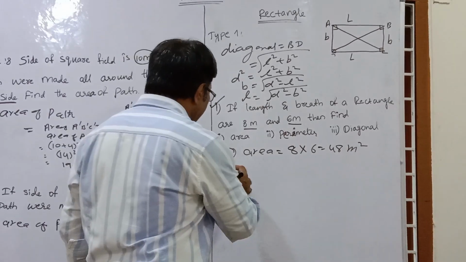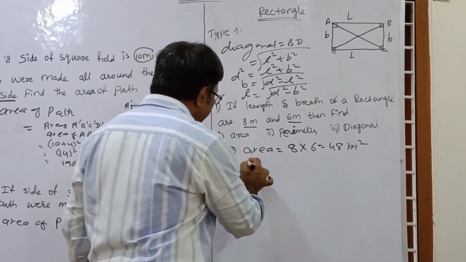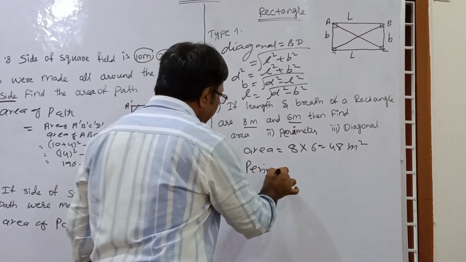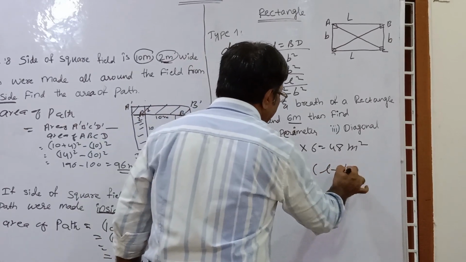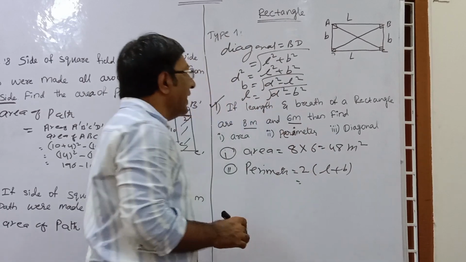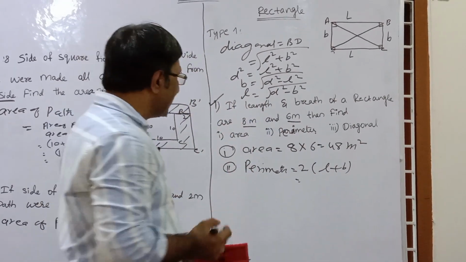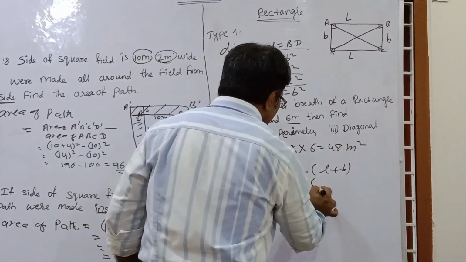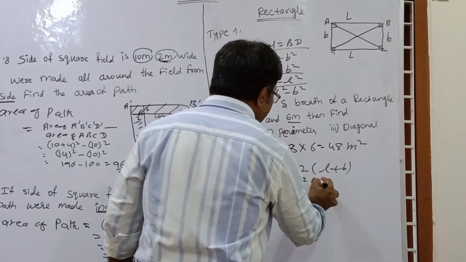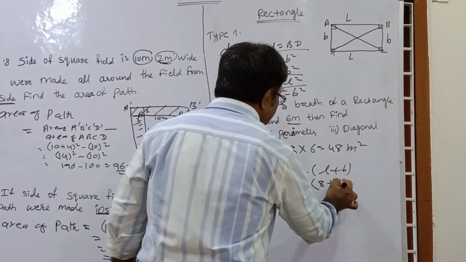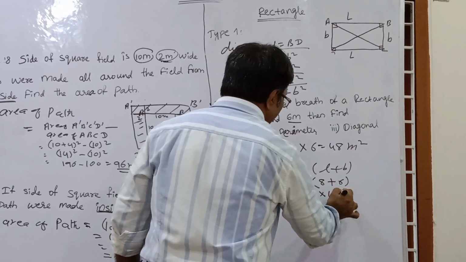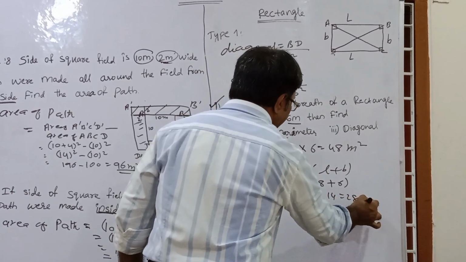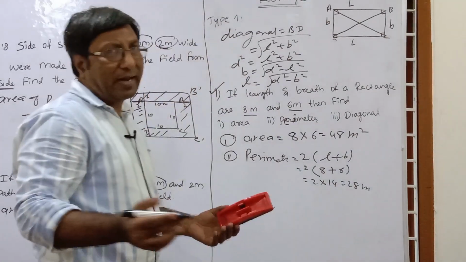In the same way, we have to find the perimeter. So what is the perimeter formula? Twice of length plus breadth. Again length is given and breadth is given. So this is twice of length 8 meter plus breadth 6 meter. So this is 2 into 14, that is 28 meter. It is our right answer.